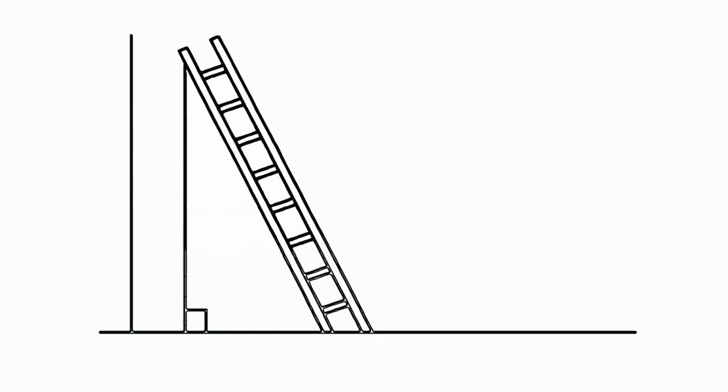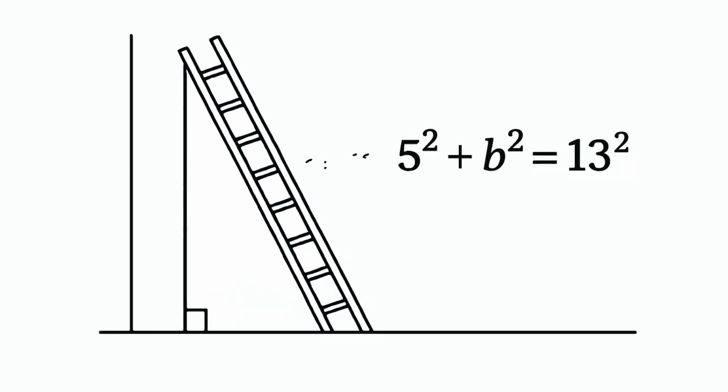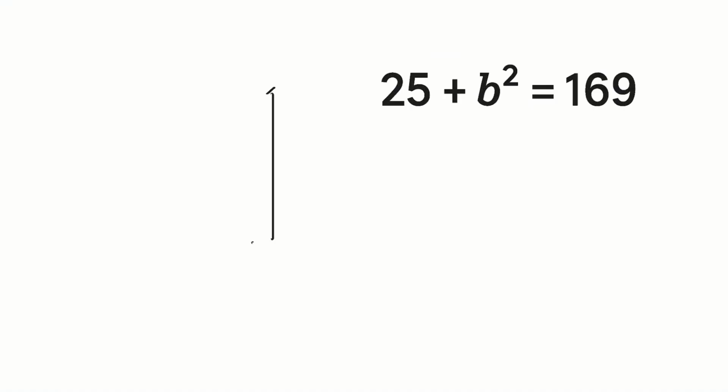We have 5 squared plus b squared equals 13 squared. That's 25 plus b squared equals 169. Subtract 25 and b squared is 144. So b is 12 feet.